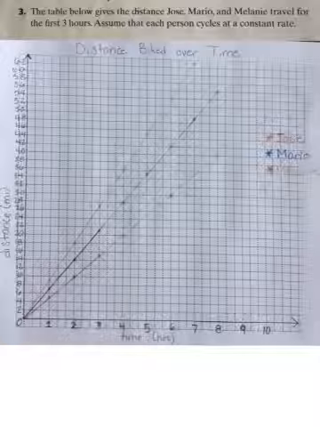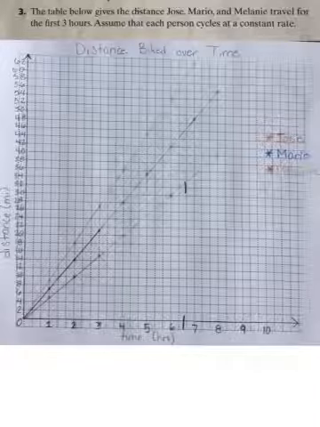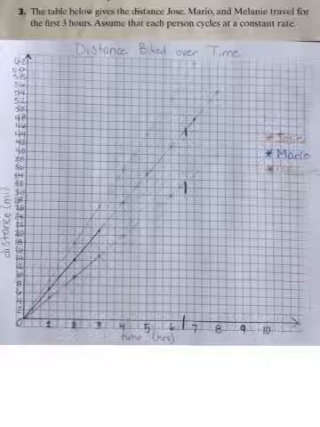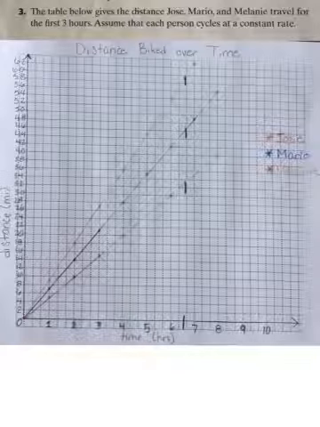Part D asks us to find the distance each person travels in 6.5 hours using this graph. To do that, I need to find 6.5 hours on my graph. For me, that's about here. And then I follow this line to each rider. For Jose, that would be here, a little further left. For Mario, that would be here, again, a little further left, harder to do on the iPad. And for Melanie, that would be here, again, a little further left, a little harder to do on an iPad.